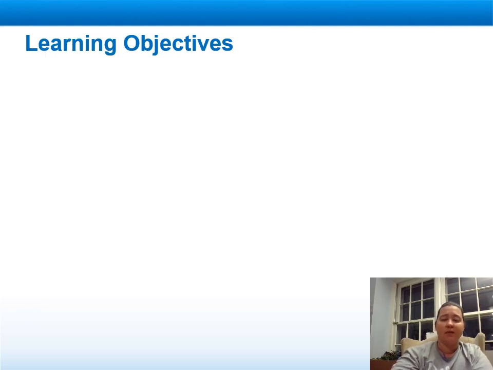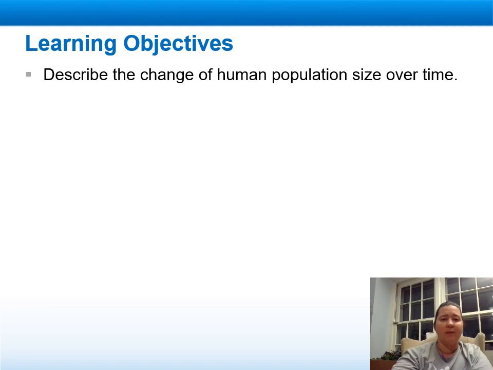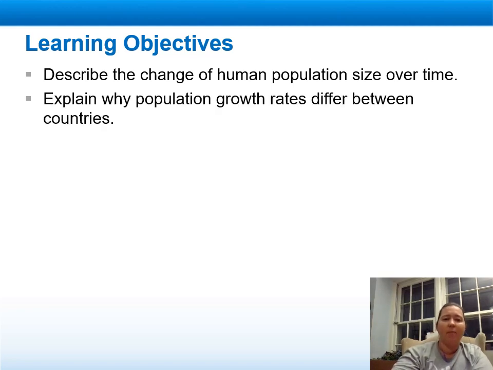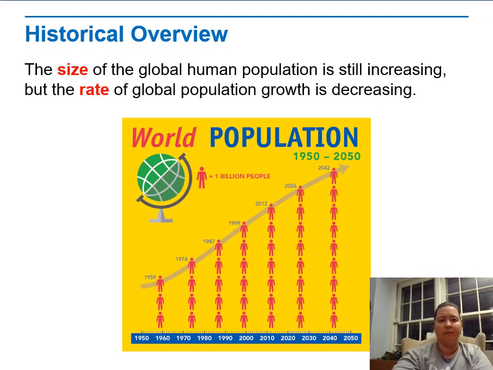Learning objectives for this lesson are: describe the change of human population size over time. Explain why population growth rates differ between countries. Over the course of time, the size of the global human population has been increasing. The human population is getting bigger, okay?